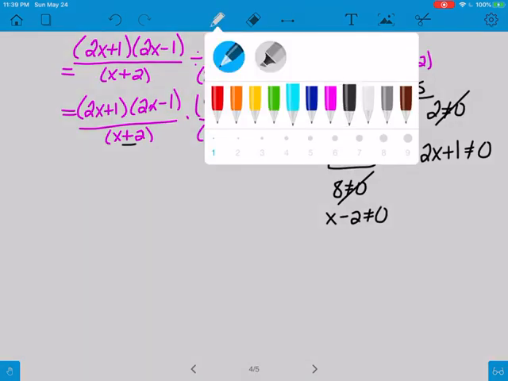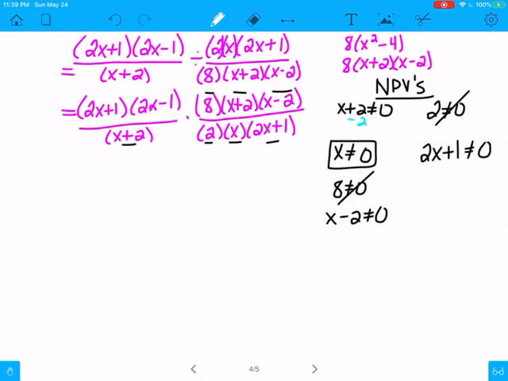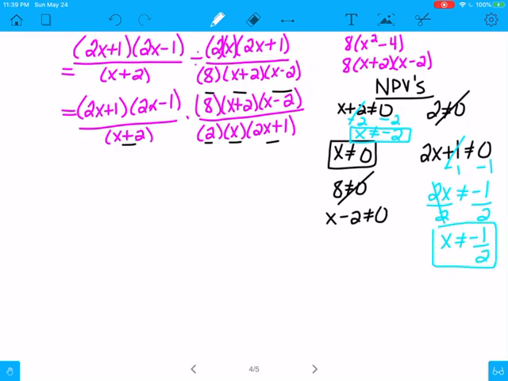Then I have to go back and solve them. So here I'm going to subtract 2. So I'm going to get x cannot equal negative 2. And I'm going to subtract 1 from 2x minus 1. So I get 2x cannot equal negative 1. And then I'm going to divide by 2 to get x by itself. So x cannot equal negative a half. Then here I'm going to add 2. So x cannot equal 2. So I have 4 NPVs. Negative 2, positive 2, 0, and negative a half.